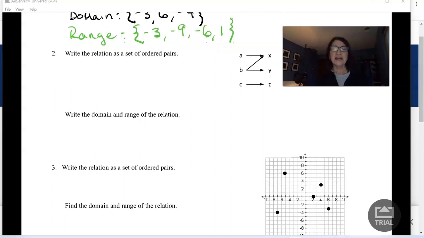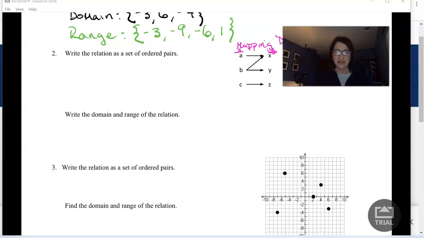For example number 2, we're going to still do the same thing. We're going to write the relation as a set of ordered pairs. So this is what we refer to as a mapping diagram. And it will still have your X's and your Y's. So the map tells you which X maps to which Y.